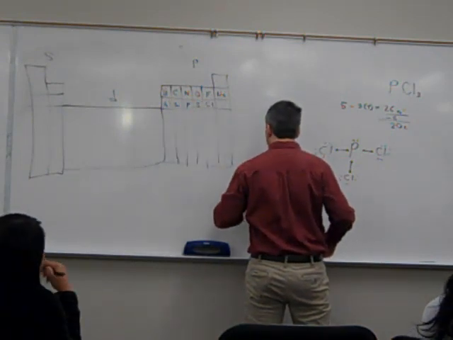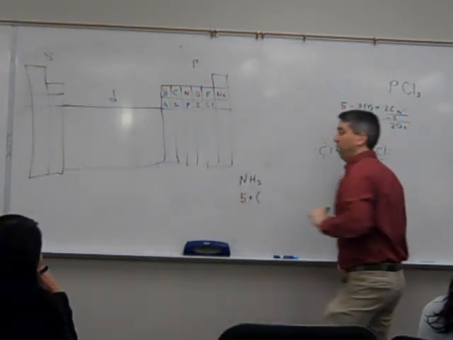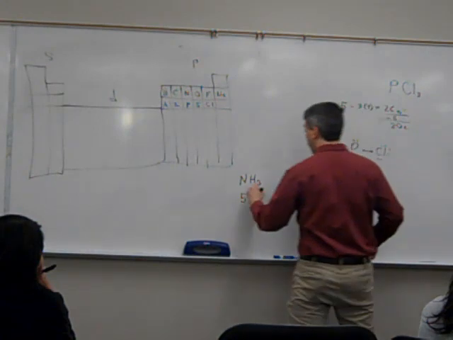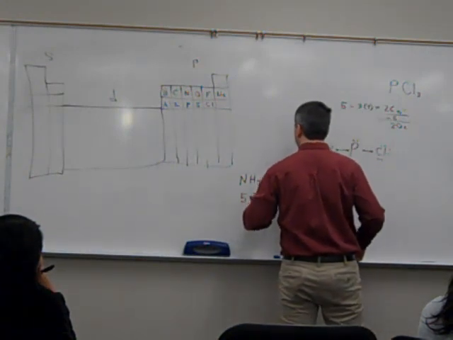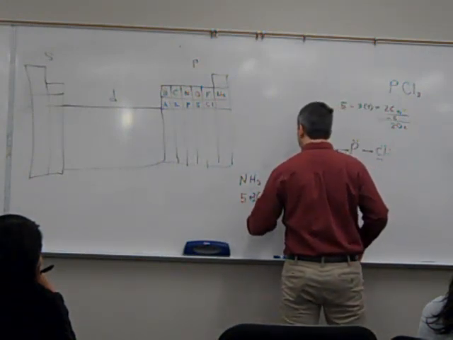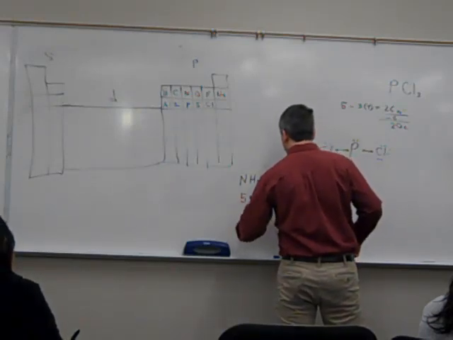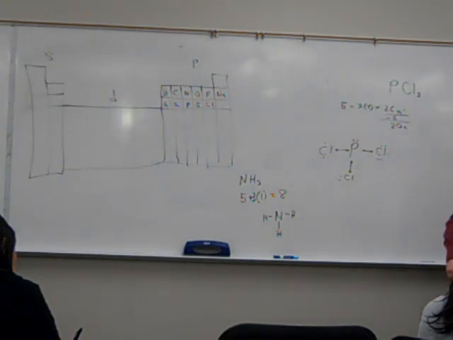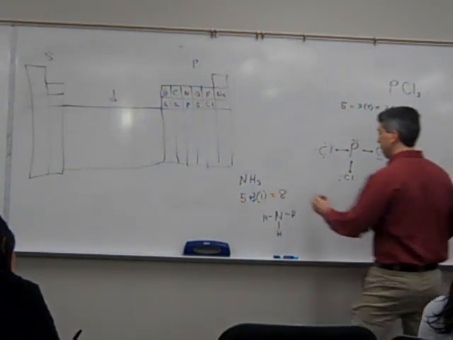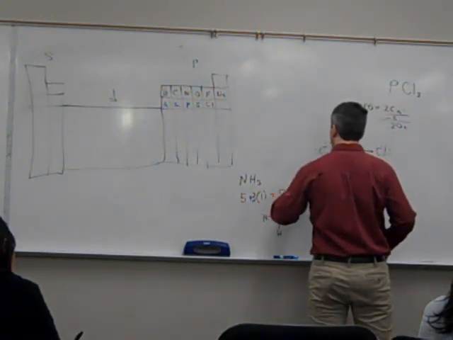Five. And hydrogen has how many? 1. And there are 3 hydrogens, so 3 times 1 is 3, plus 5 is 8. I draw my skeleton structure: H, H, H. How many valence electrons have I used up? 6. 8 minus 6 is going to give me 2 left.